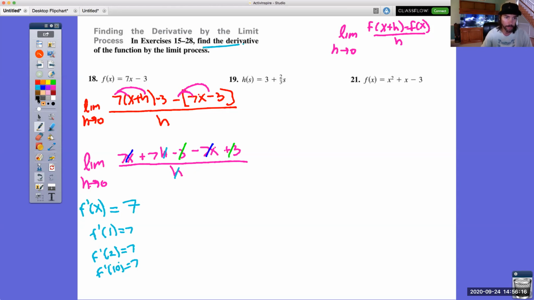You want to know why? Graph that. 7x minus 3 is a linear function. It has a y-intercept of negative 3 and a slope of 7. If it's linear, the slope is never changing. The slope is always 7. The derivative is the slope. So no matter where you're at, the slope is always the same. It kind of makes sense. You should be able to recognize, hey, if this is a linear function, I know the derivative is just going to be 7, and you can double check yourself while you're going through your process. Okay, let's look at 19.